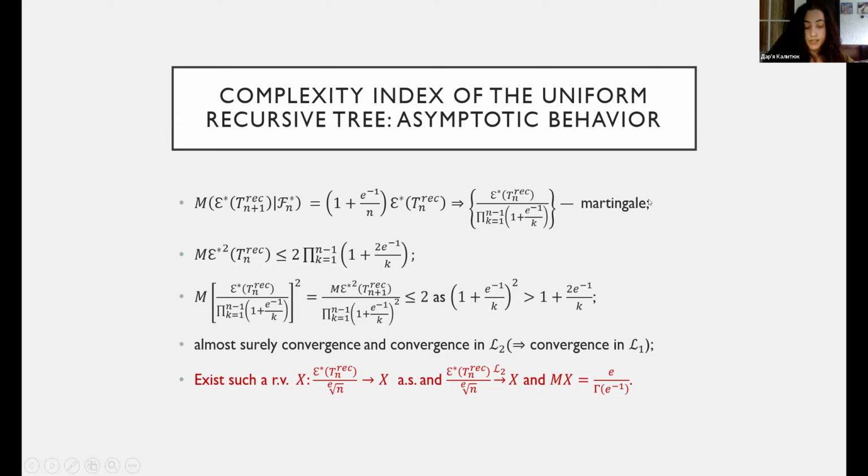Further, we can show that the expected value of the square of the complexity index can be bounded from above by this expression, and so the expected value of the square of this random variable does not exceed 2, and thus, according to the martingale convergence theorem, this random variable converges almost surely and in quadratic mean. And since convergence in quadratic mean leads to convergence in mean, we obtain equality of the limit of the expected value of the normalized complexity index and the expected value of the random variable to which it converges.